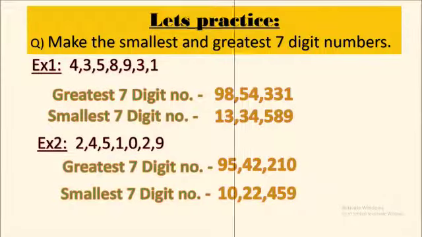Now let's go for the next concept, that is building the greatest 8-digit number. Here we are given only 6 digits, and it is asking us to make an 8-digit number. So we need to repeat the digit. To make the greatest number, we need to repeat the greatest digit, and to make the smallest number, we need to repeat the smallest digit. So let's first see what is the first step.